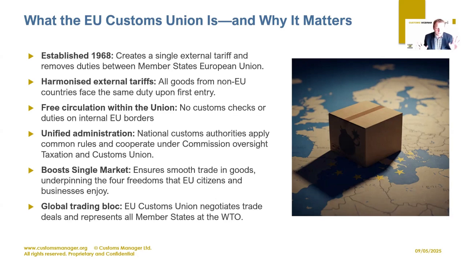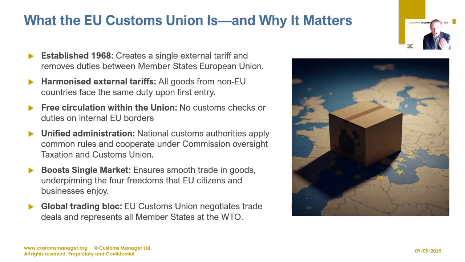It's a unified administration, at least we're supposed to be. Now, you'll see that that is not really the case, but promotion-wise, it should be okay. National customs authorities apply common rules, and they cooperate under the Commission's oversight, and the relevant DG is Taxation and Customs Union. That also boosts the single market, where we have 4 freedoms: freedom of movement, financial services, transportation, goods, all of that. And that is facilitated by having one outside layer that protects us in a way.